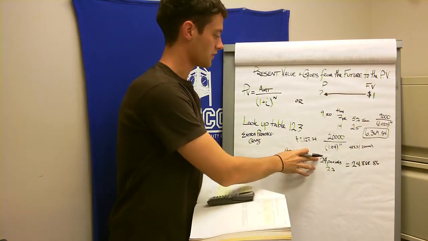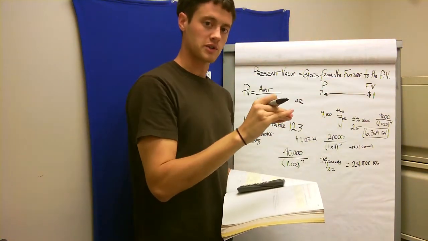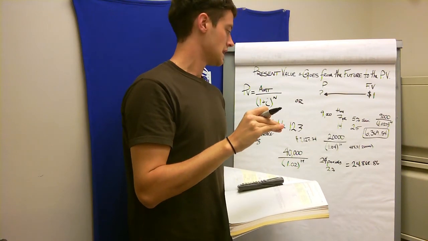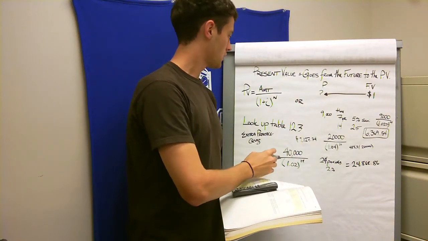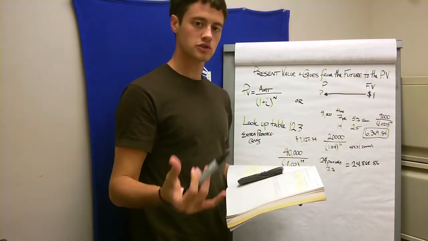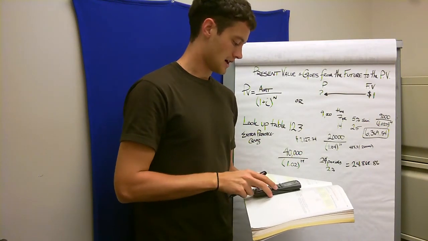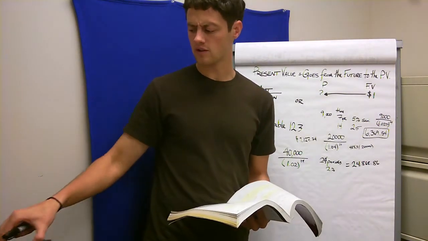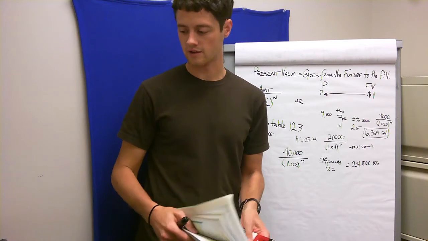Now you can do that 2 ways. Again, you could just take 24 and 2%, look it up in your table 12.3, and multiply that by 40,000, or you can use a formula. So there's 2 ways that you can do all of those problems, either the future value or the present value.